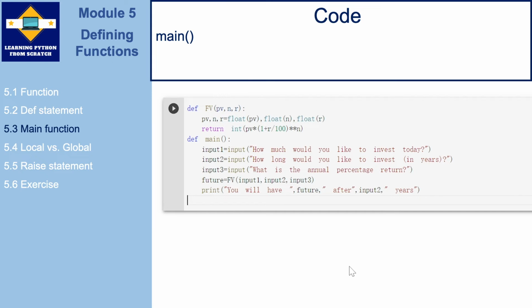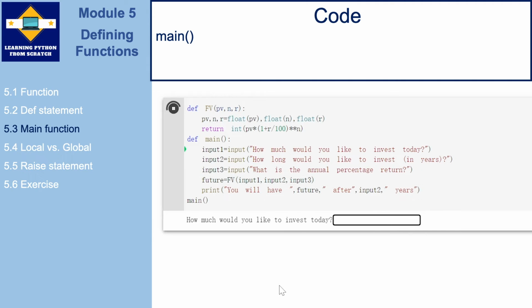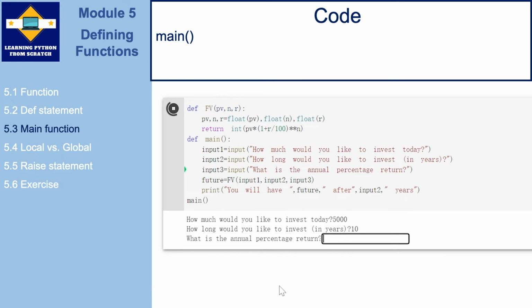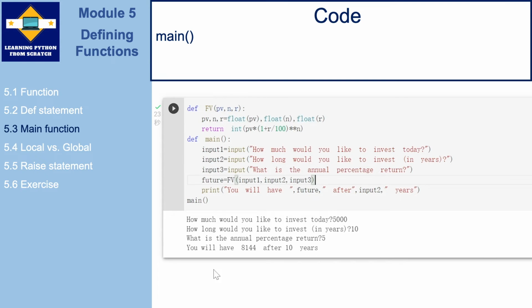Now, let's try the main function. For example, I invest 5,000 today, and I would like to invest for 10 years. Percentage return is 5. The output shows that I will have $8,144 after 10 years.